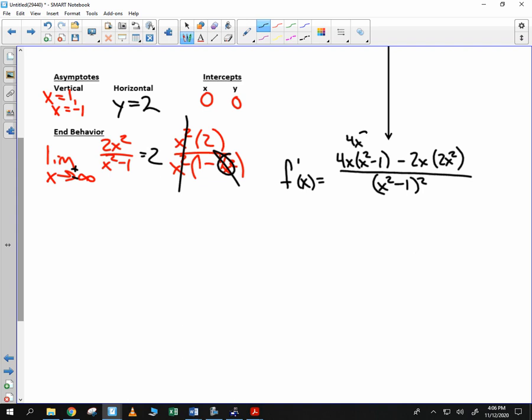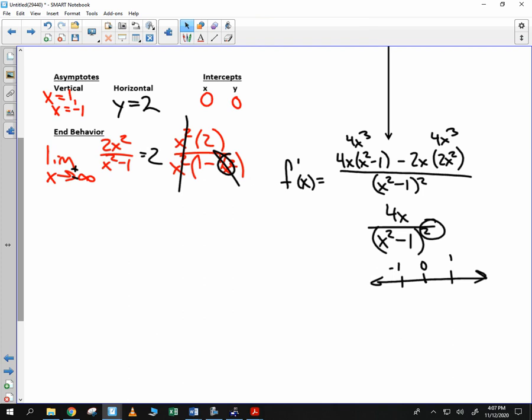Notice I get 4x cubed, and I get 4x cubed. So as those cancel, I'll end up with just 4x over x squared minus 1 quantity squared. Now, what's important about this is that because we're squaring the bottom, we know that the bottom is always positive. So because the bottom is always positive, we just need to really consider the top. We will mark negative 1 and positive 1 and 0, but just notice that the bottom will always stay positive.